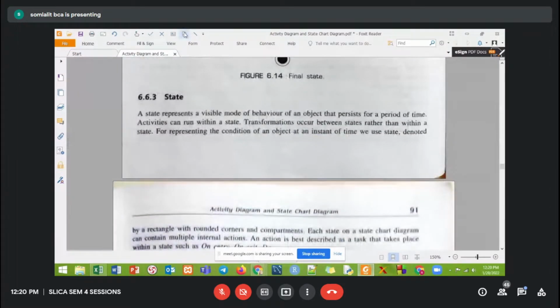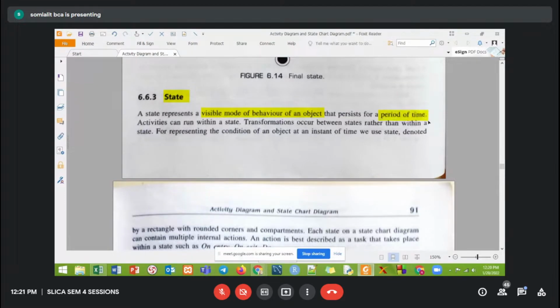Second important thing is that what is state? What is the state itself? If it is not a pseudo state, if it is not a final state, what is the state itself? Okay, so the first thing that a state represents, state is basically the visible mode of behavior of an object that persists for a period of time.